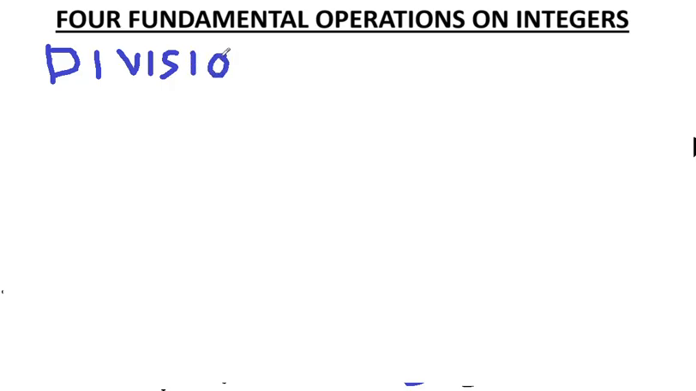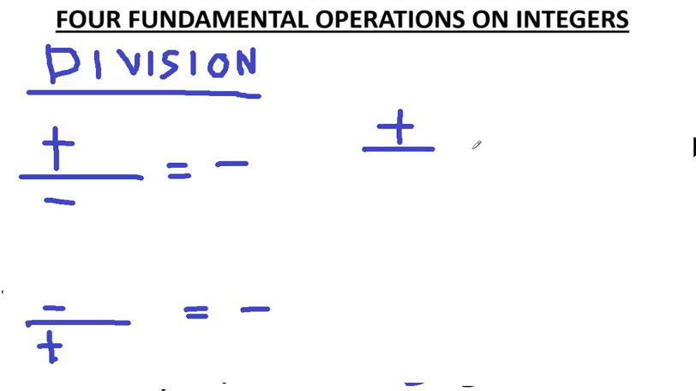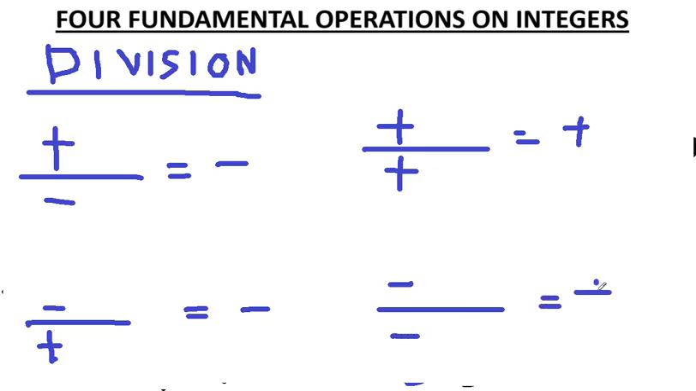Okay, so I'm going to write the formulas first as usual. A positive number divided by a negative number gives us a negative answer. A negative number divided by a positive number gives us a negative answer, okay? Just like in multiplication, when you multiply two different signs, you get the negative answer, right? So over here also, when you divide two different signs, you get a negative answer. When you divide two same signs, you get a positive answer.